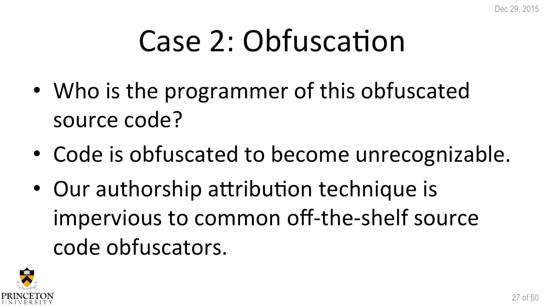What happens if someone tries to obfuscate code? Why do people obfuscate code? They would do that to make their code unrecognizable. Maybe they're plagiarizing, maybe it's malicious code, or maybe they're trying to be anonymous, but we are going to show that this is not going to make them anonymous. Our authorship attribution technique is impervious to off-the-shelf source code obfuscators.